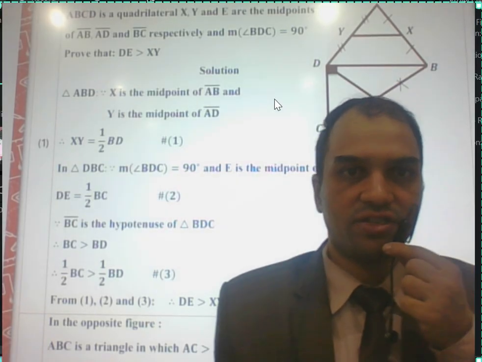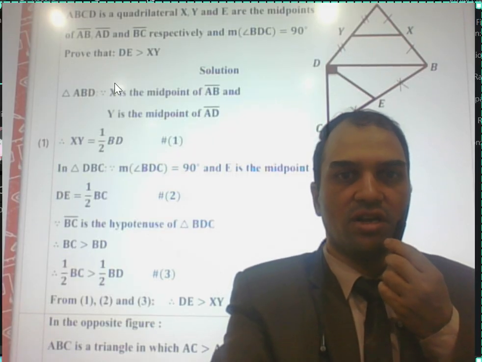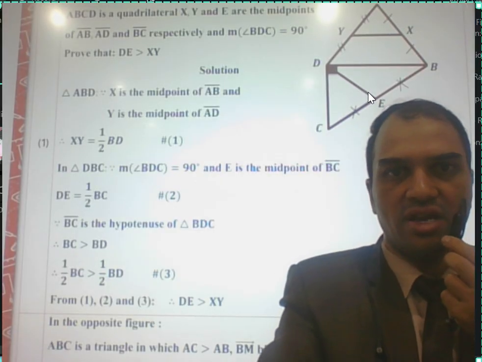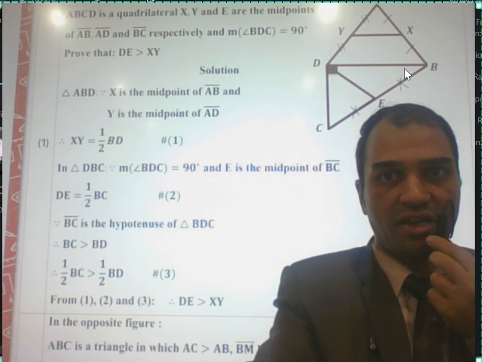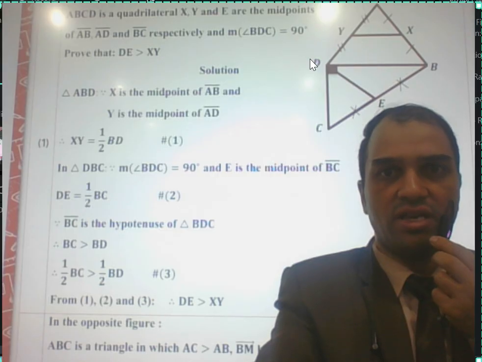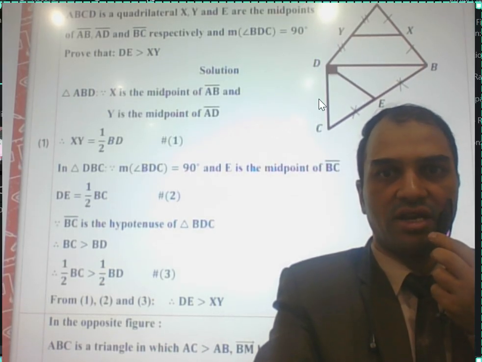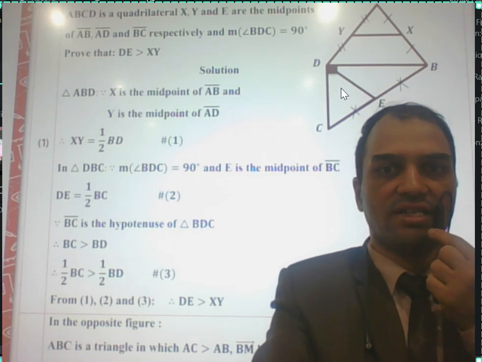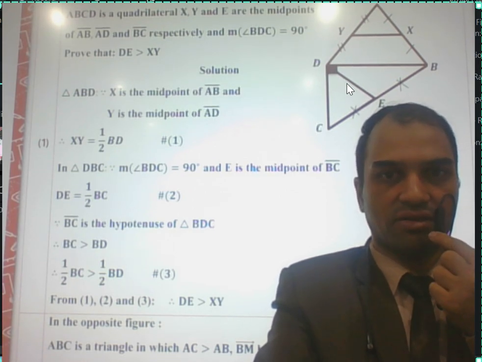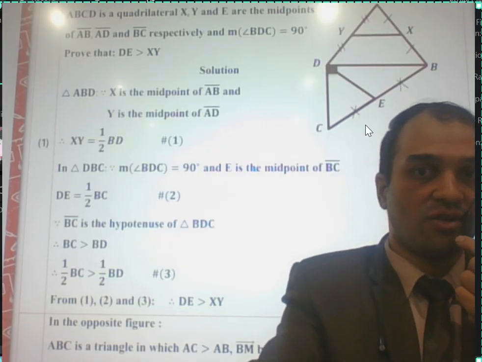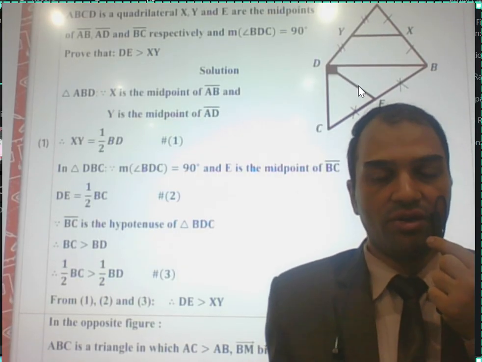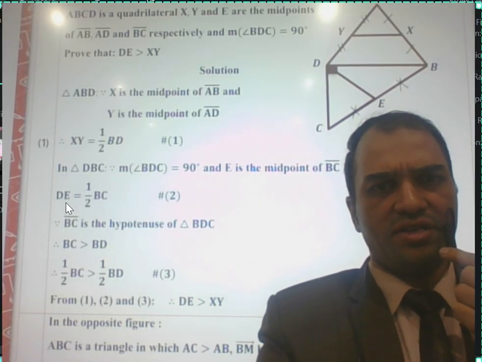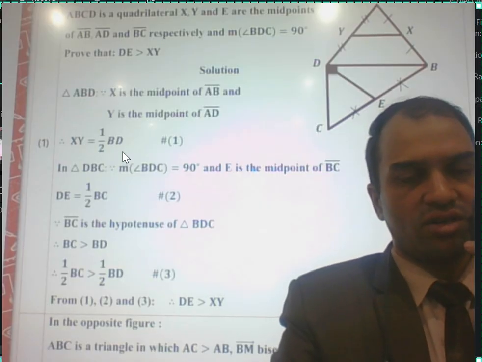So the solution here, the first step: in triangle ABD, X is the midpoint of AB and Y is the midpoint of AD, then XY is half of BD. In the other triangle CDB, E is the midpoint of CD, then DE, we call it the mid segment. DE will be half of CD, and also we call this the median. We know the median is half of the hypotenuse. It's relation number 2, here DE half of DC, and relation number 1, XY half of BD.